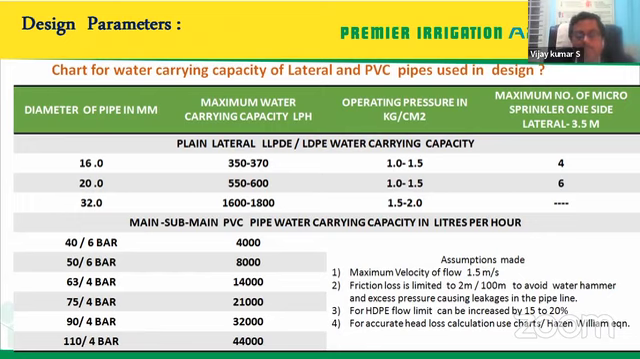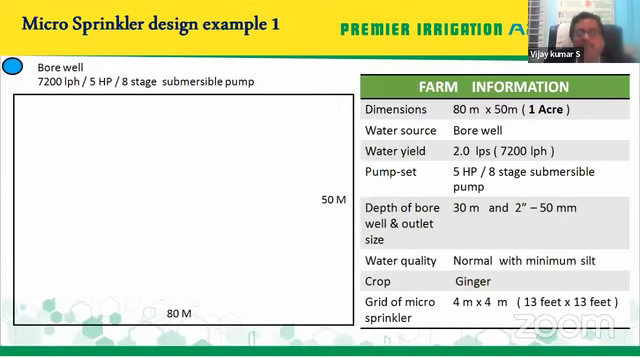If you want to do a very accurate calculation for small plots, this spot design method is very convenient. If you want to do a very large design, then you will have to go for either the charts, or you can go for the IRRICAT design or the Hazen-Williams equation, which I had already explained to you earlier. Now let us look at example number 1.